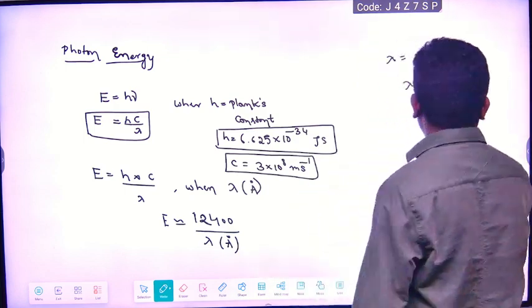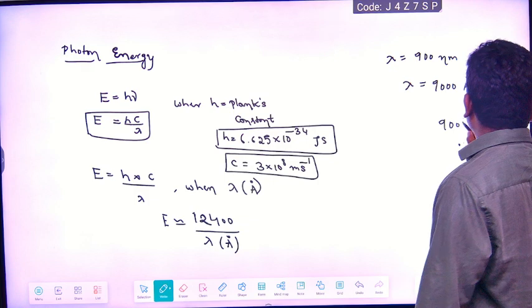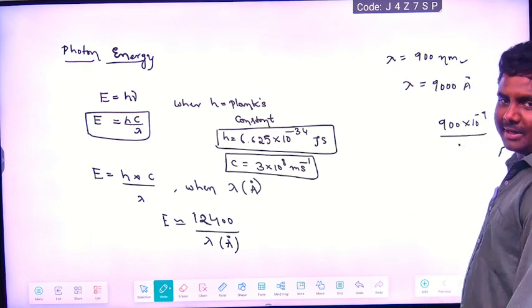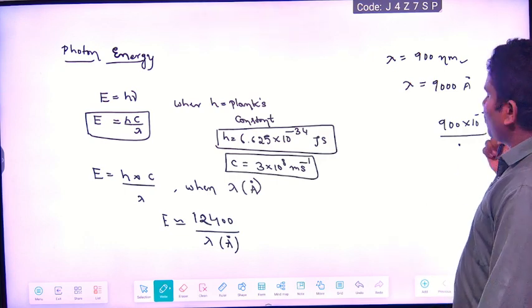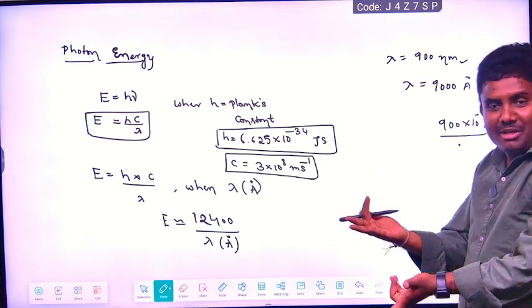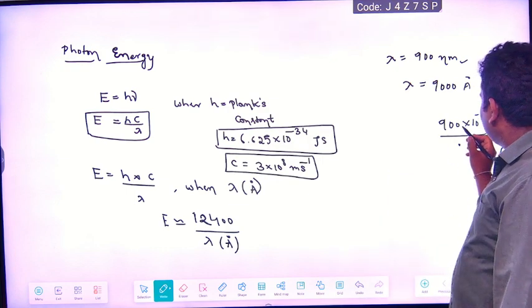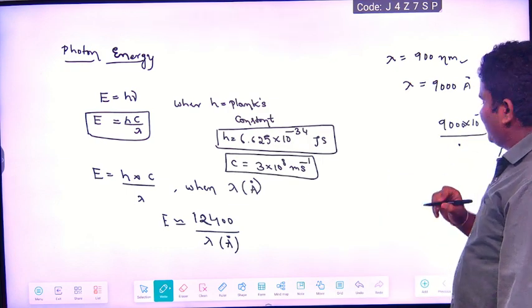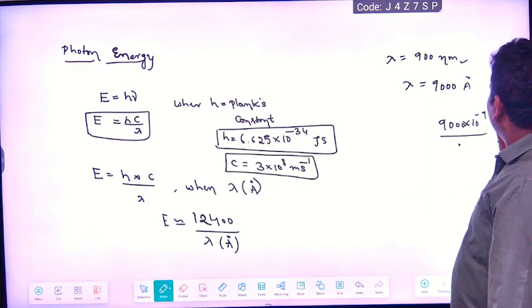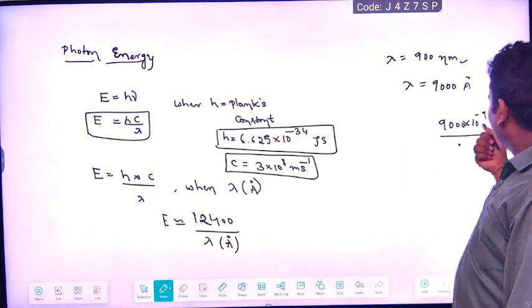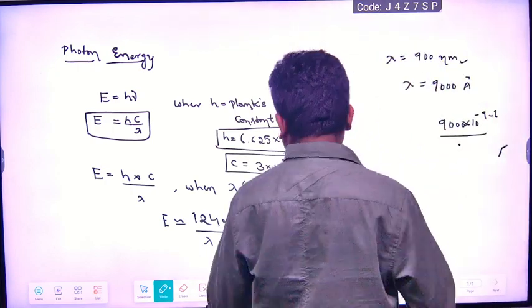See, you are getting confused. 900 into 10 to the power of minus 9 meter is this value. Now to make it 10 to the power of minus 10, you add one more 0 to this value, and minus 9 minus 1 is minus 2. So multiply by 10.